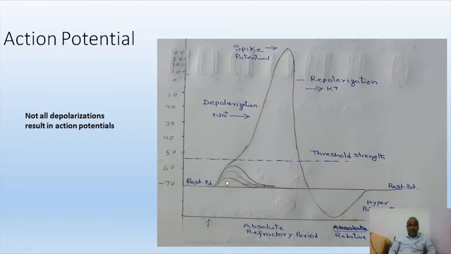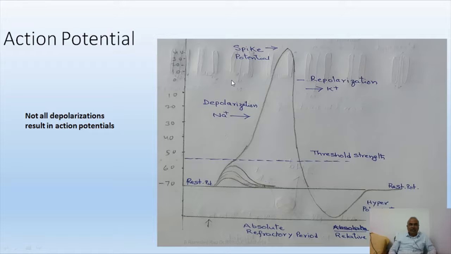But if I give a stimulus reaching the threshold value, then it is converted into an action potential. This is the wave of the action potential. Within milliseconds, it occurs. If you look at the wave, it can be understood if we divide this graph into three parts. This is called the rising part, this is called the spike, and this is called the falling phase. This is the overshoot, this is the undershoot, and recovery. Okay?